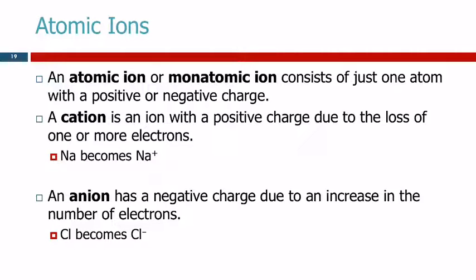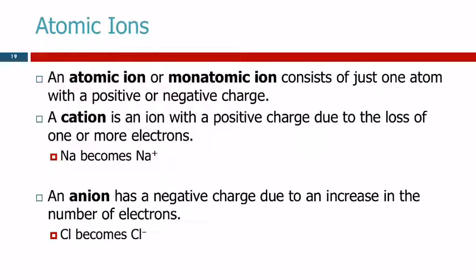So, different kinds of ions. An atomic ion, we usually call it a monatomic ion. Mono is that prefix that means one, atom referring to an atom. A monatomic ion is just one atom with a positive or negative charge. So if we have a positive charge, we call it a cation. Let's look at sodium. How many protons does sodium have?